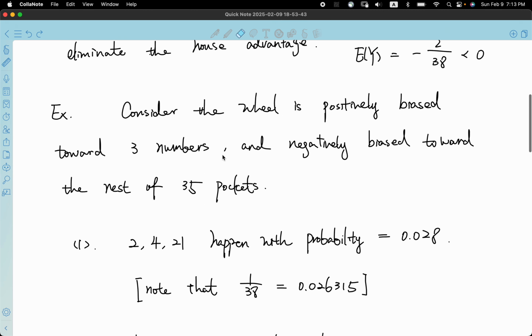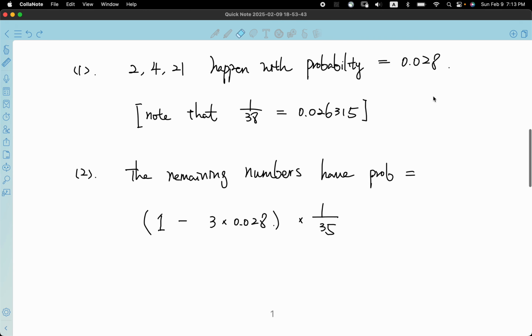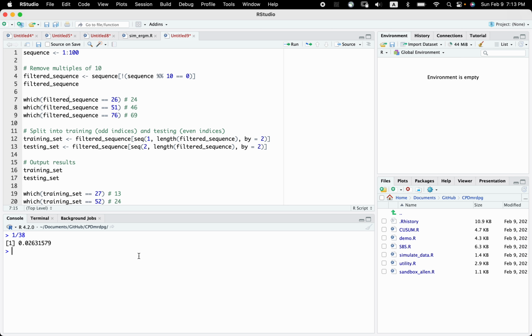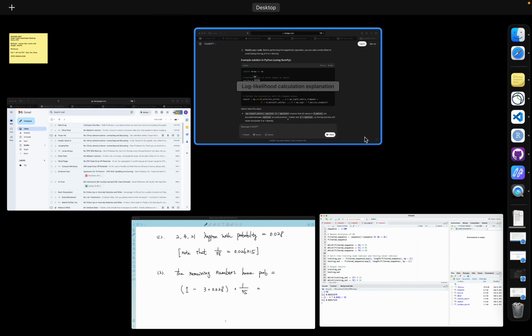Same situation here. The 3 numbers will have this particular probability. Then we need to use the entire space minus the probability for those 3 numbers and then equally divide it by 35. So that will give us the probability of, let's say, 1 minus 3 times 0.028 and then divided by 35. So 0.02617.